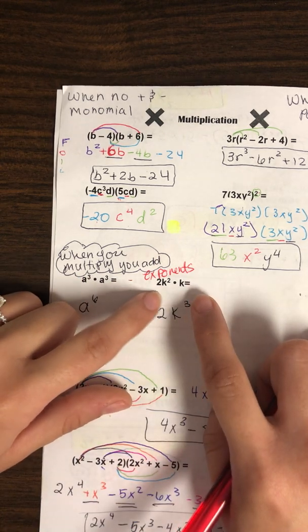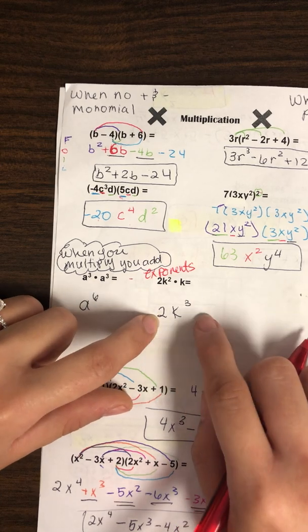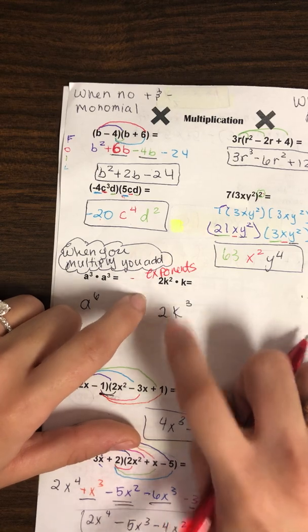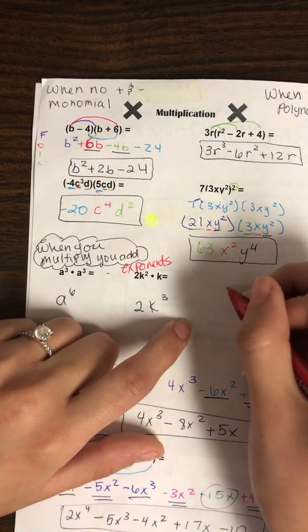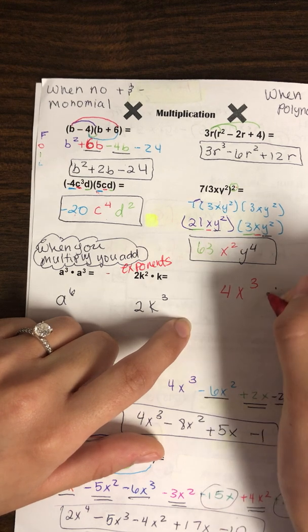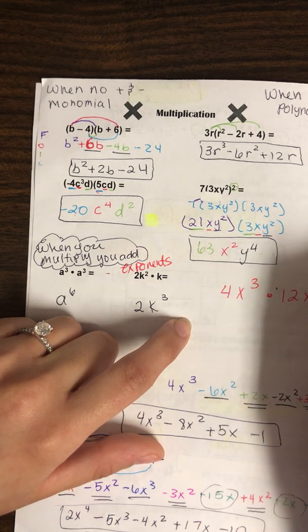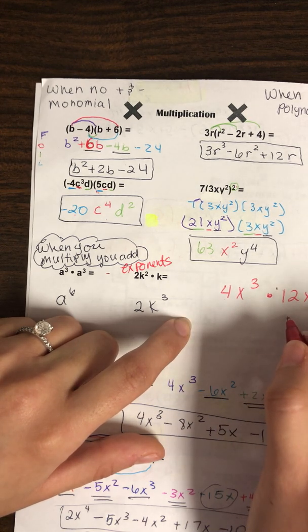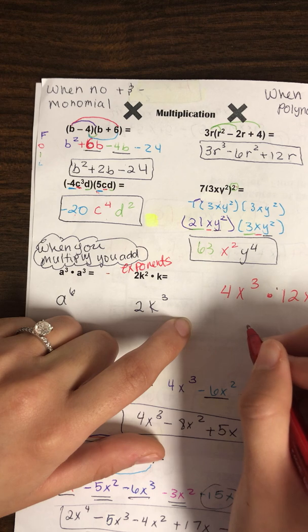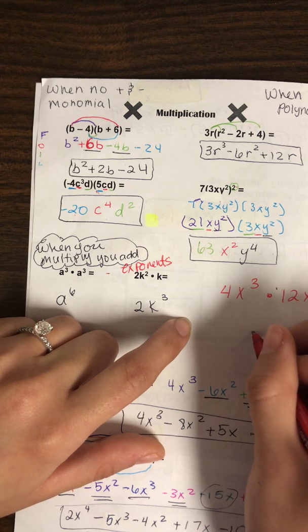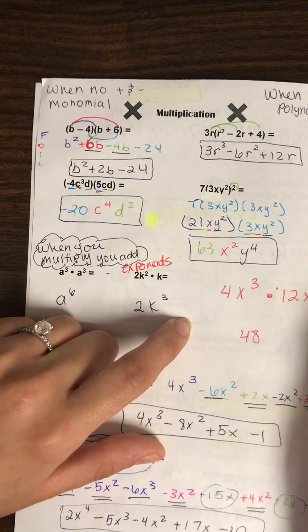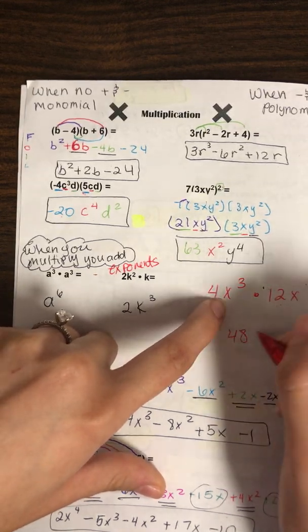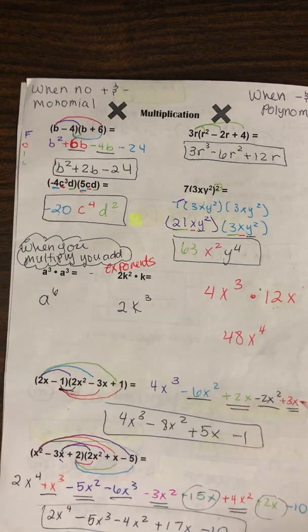And in this example, 2x squared times x would be 2x cubed. Now, 2 times the constant in front of x, which is 1, is 2. So if you had something like 4x cubed times 12x, 4 times 12 would be 48. And then that's what you are multiplying. And then x cubed times x would be x to the 4th.